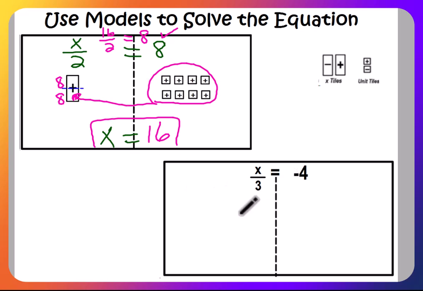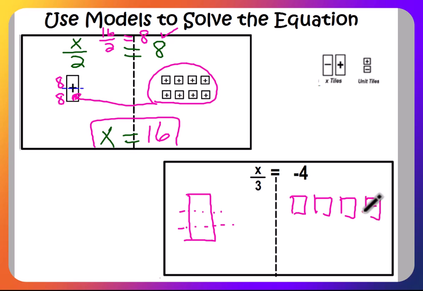Okay, let's go ahead and model this next one. This next one, what is being done to x? It's being cut into 3 parts, isn't it? So let's cut it into 3 parts. Equals, and then over here on the right side of our equation, we have 4 negative units. Okay, so x divided by 3, or 1/3 of x, equals this negative 4.